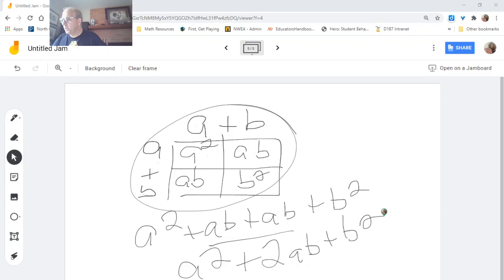Okay? 2ab is different than ab squared. I'm adding ab plus ab. There's two of them. The squared is I'm multiplying them. So a squared is a times a. B squared is b times b. 2ab is different. It's ab plus ab. Those are easy to confuse, so don't get them confused.